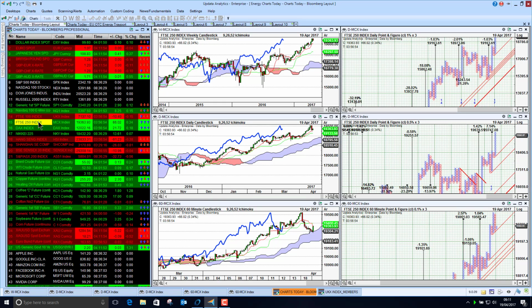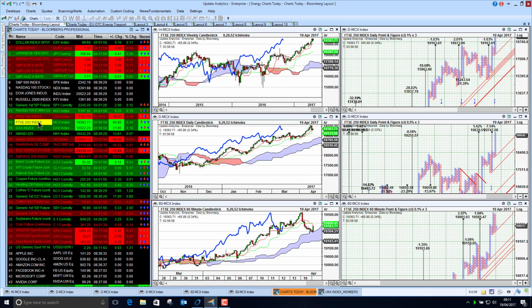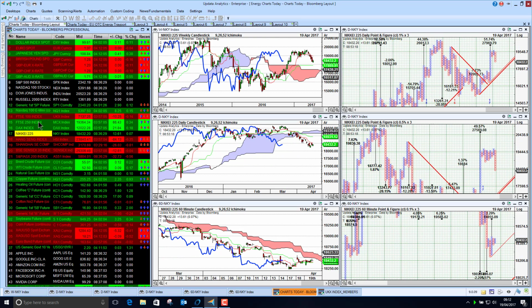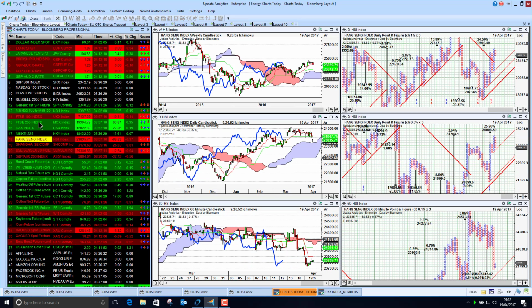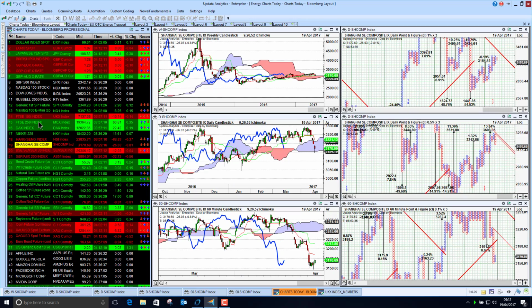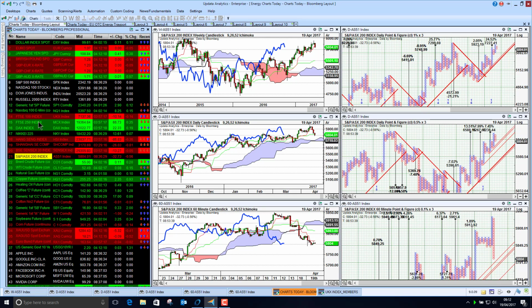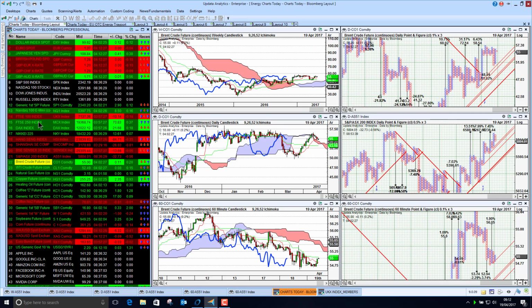FTSE 250, less currency-laden earnings structure, so that actually didn't react as badly and is still looking pretty bullish above the cloud. The DAX is also bearish in the medium term. The Nikkei 250 bearish on that stronger yen, and the Hang Seng, Shanghai and the BSE Sensex all just below the cloud, and the Aussie index, which has been looking pretty strong of late, also saw quite a strong sell-off yesterday. So stock markets pretty well globally had a pretty poor day yesterday.